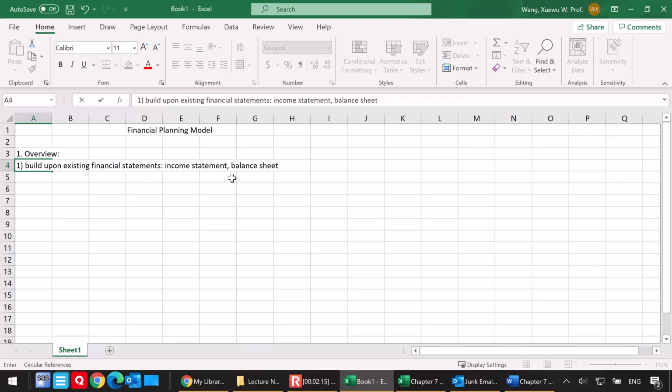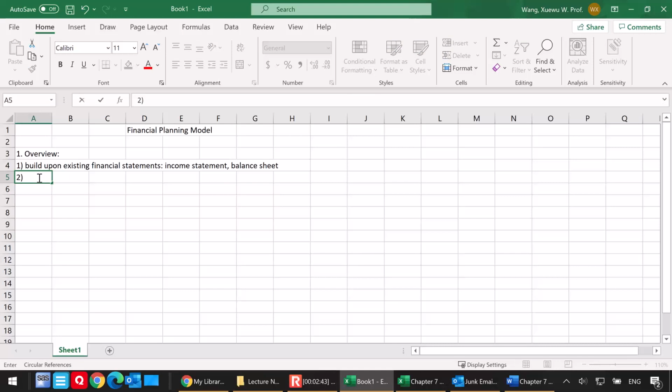The balance sheet is static, like a picture, a snapshot. The income statement is like a video. It records what happens over the course of the year. This goes back to your accounting and finance 201 class. So this is our first step: we're going to build upon existing financial statements, and we focus on two of them.